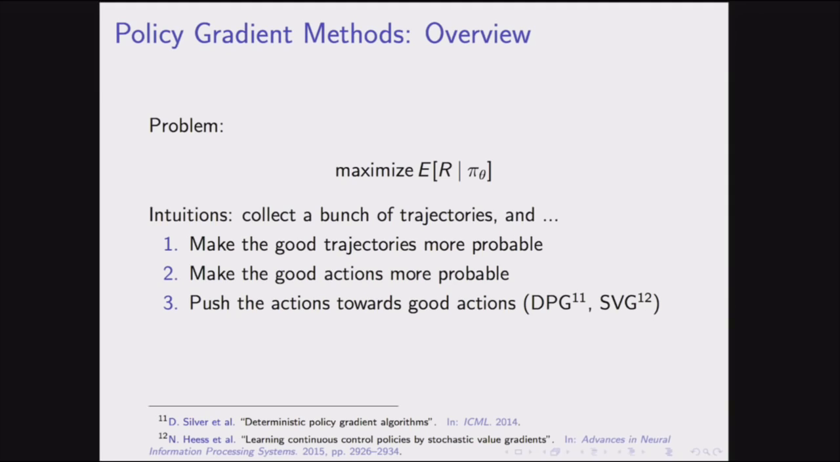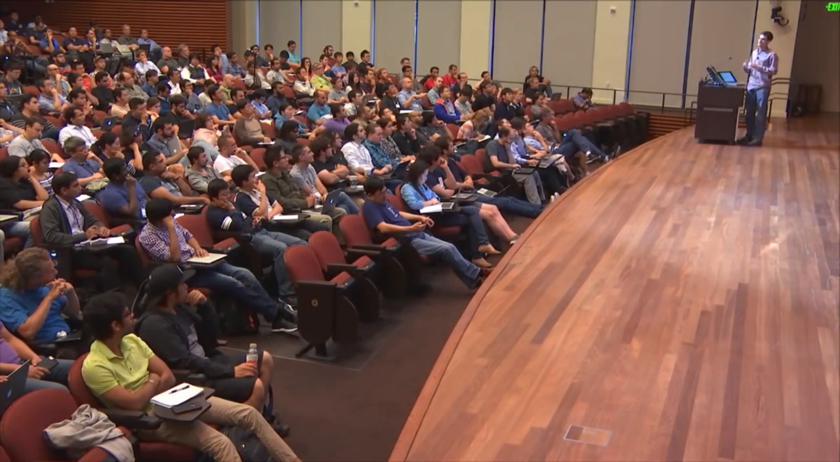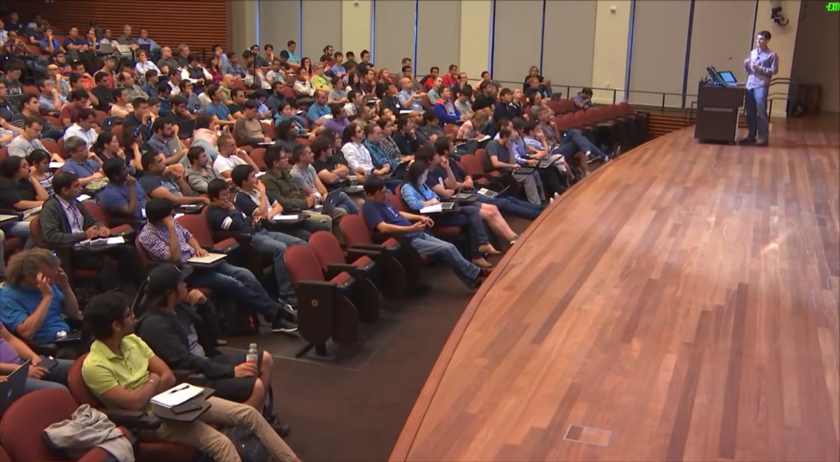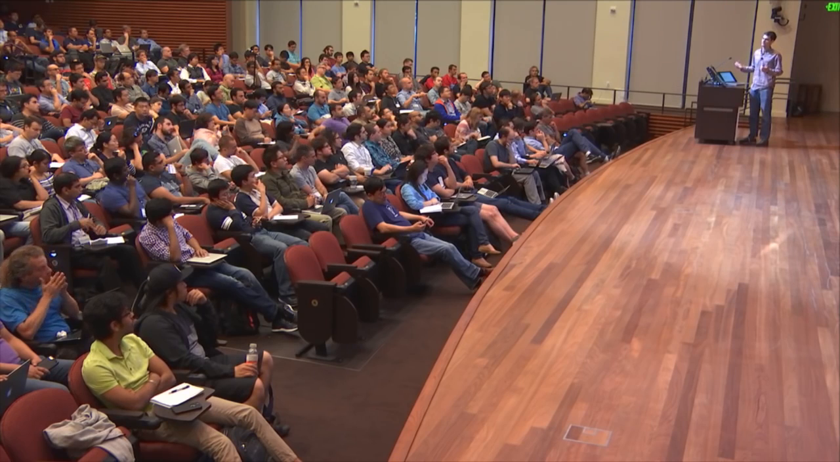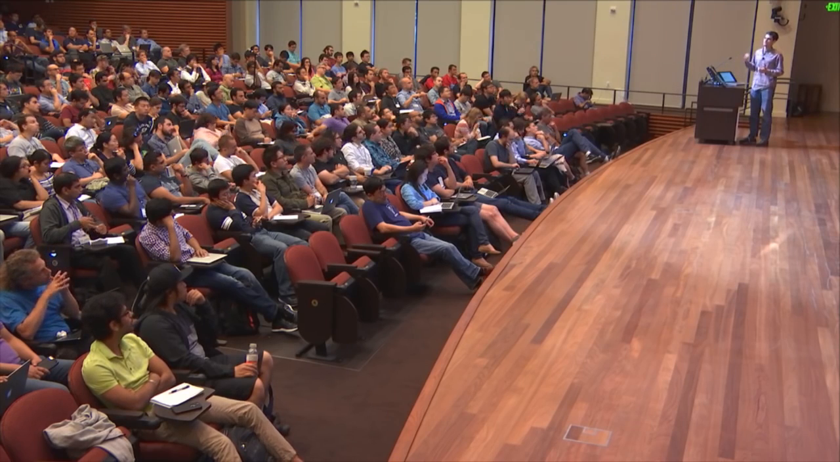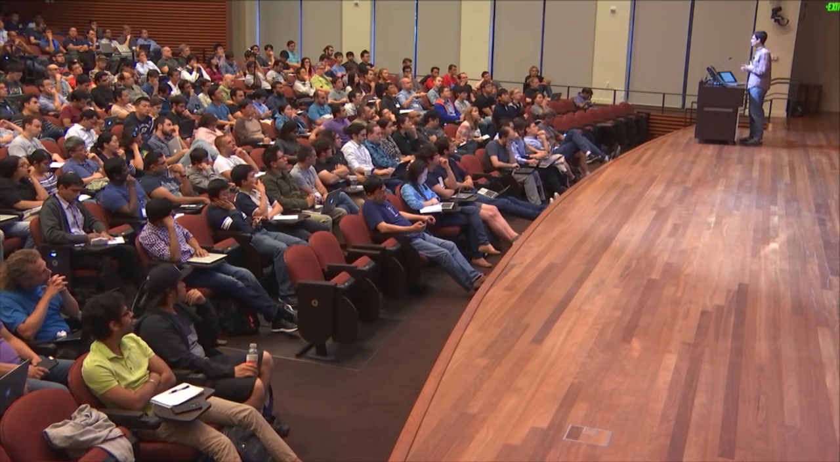Oh, there's a question? Oh, yeah, good question. Well, we're maximizing over the policy. We're trying to find the best policy. But here, the policy is assumed to be parameterized. So there's some parameter vector theta that specifies the policy. And now we just want to maximize with respect to theta. Any other questions? Okay.